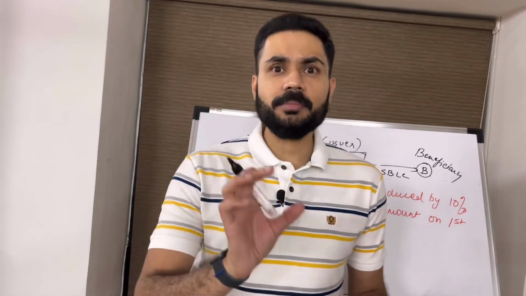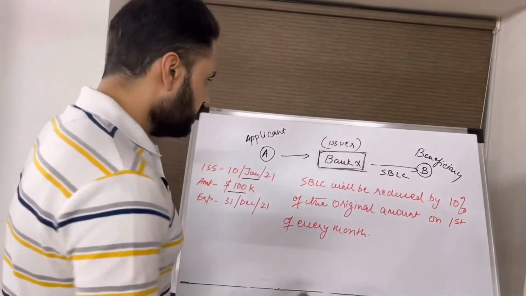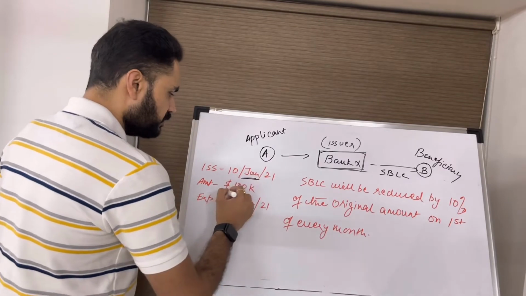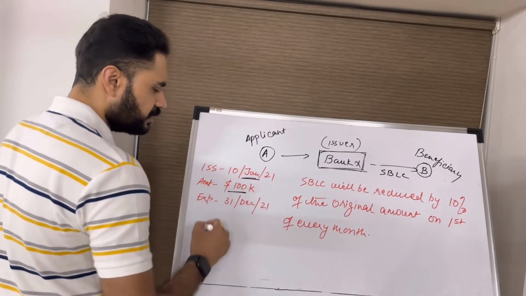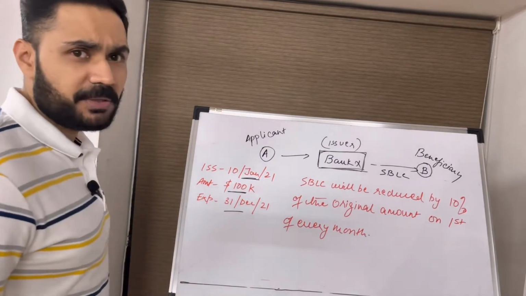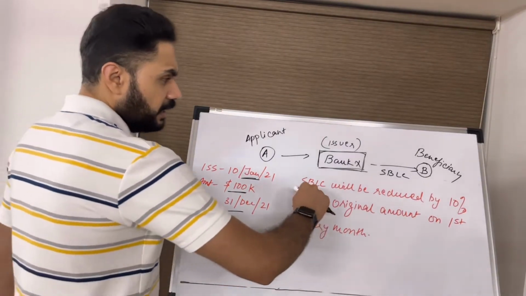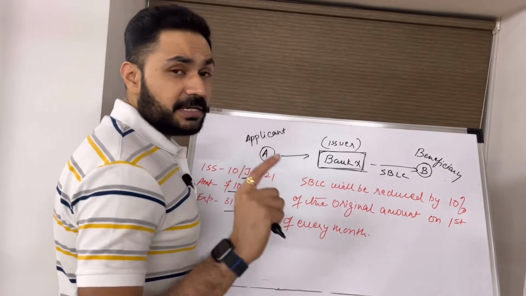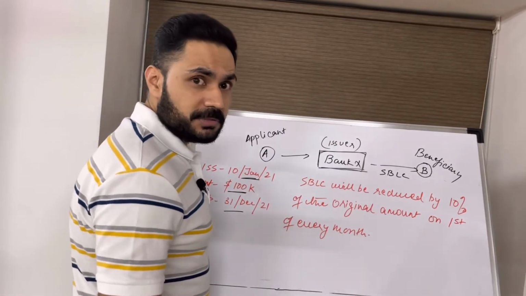Next is 2.06 Part A. Part A deals with automatic amendments. So what it means, suppose the undertaking is issued on 10th of January for $100,000 and the expiry date was 31st of December 2021. Your undertaking mentions an automatic amendment clause.